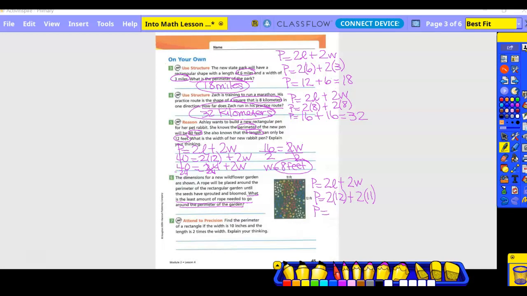So then multiply out our numbers. What is 2 times 12? 24, plus 2 times 11 is? 2 times 11 is 22. So 22 plus 24 is what? 46. So our answer is 46. What's my label? Feet.